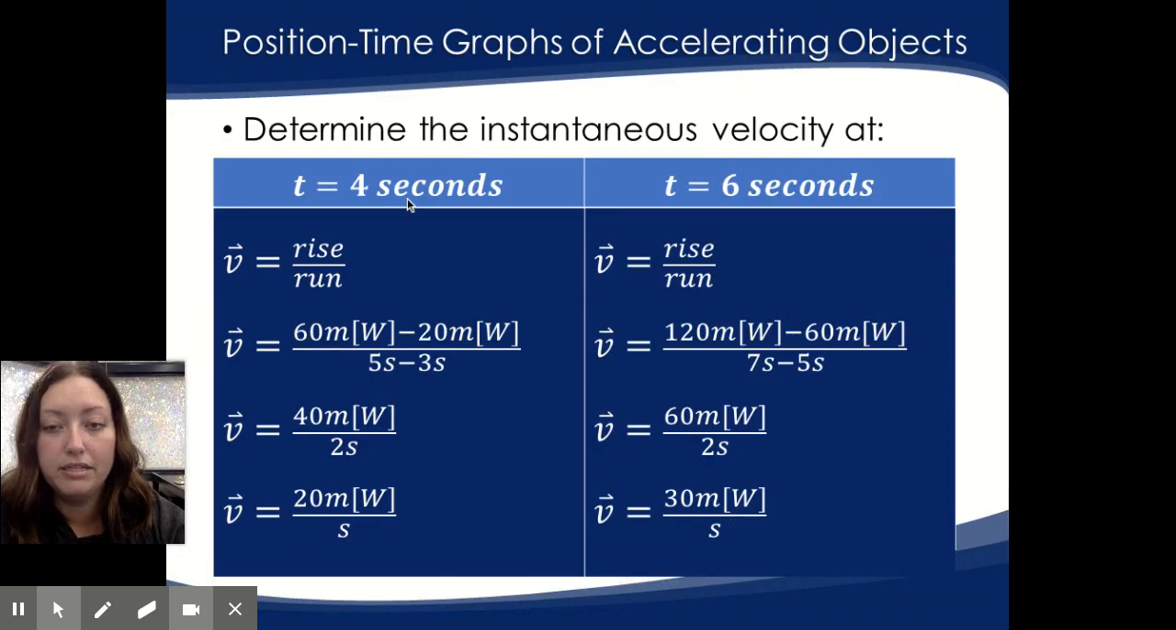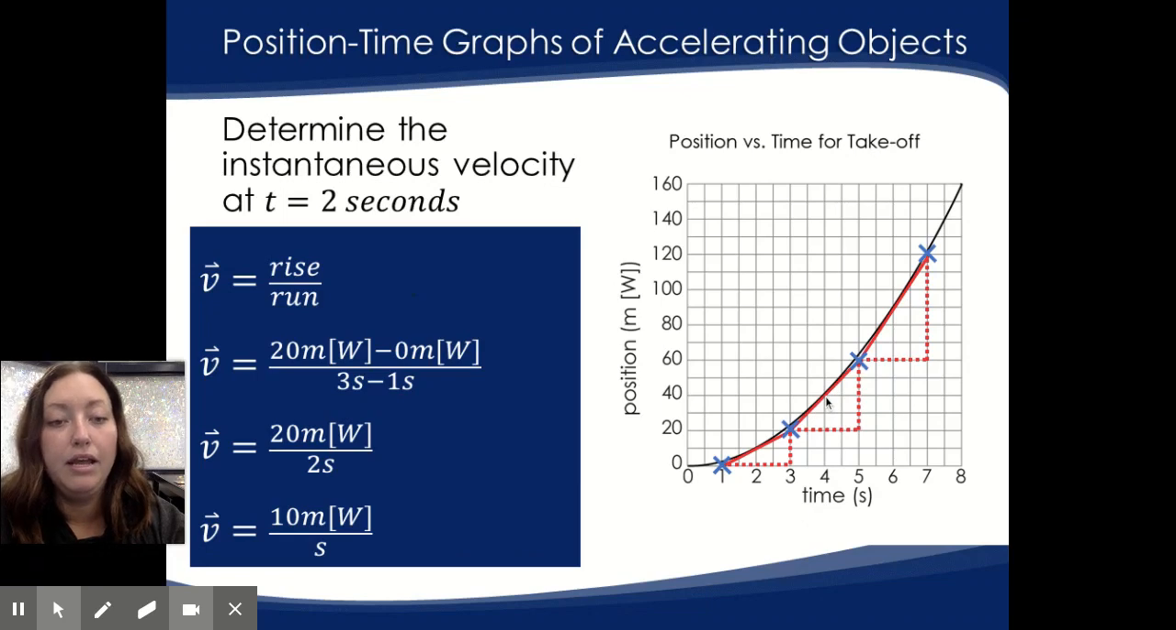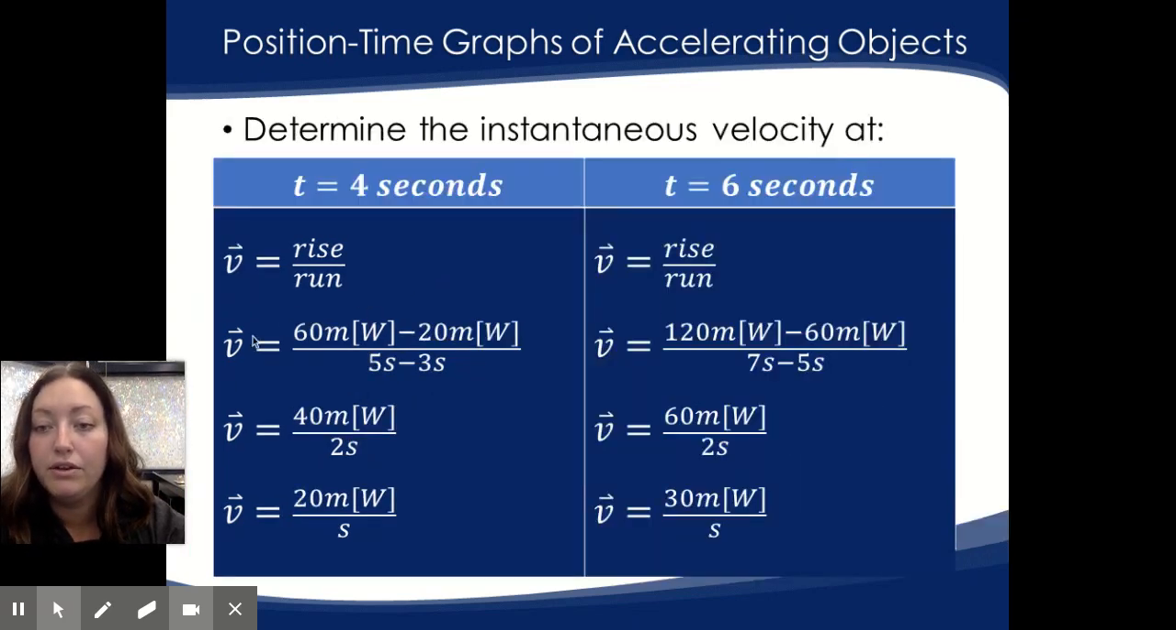Here at 4 seconds, we went up and we're going to draw a little tangent line. We drew the line, we extended it down here to where it hit a crosshair, where it's an easy measurement. We extended it up to where it hit another crosshair, where it's an easy measurement. And we're going to find our final and initial positions. Here our final position is going to be 60 meters, and our initial position was 20 meters.